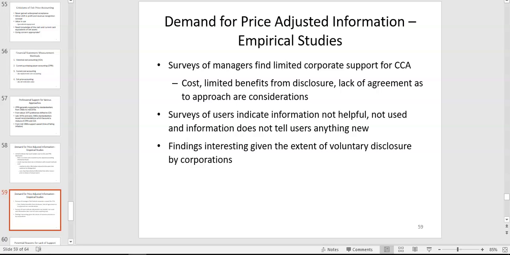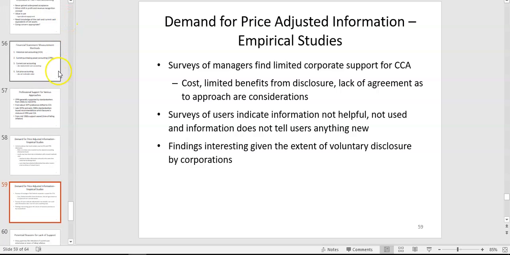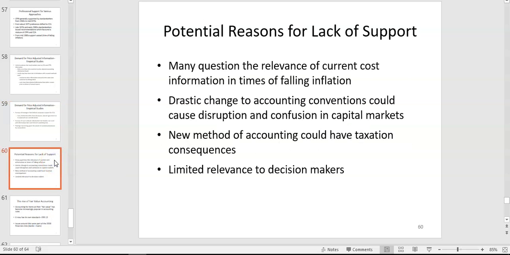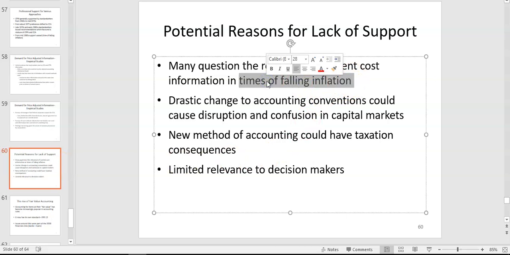So although some people find it useful to give as a voluntary disclosure, in the last 20 to 30 years, there hasn't really been a big cry for an alternative to historical cost accounting. Because of the limitations of each of the approaches, historical cost accounting still seems to be the best of the bunch. All right. So again, because of falling inflation, or at least stable inflation, there's a question of whether we need this type of information or changes.